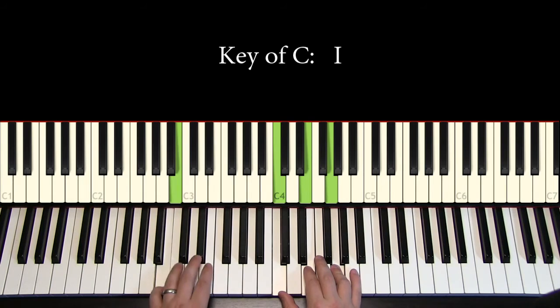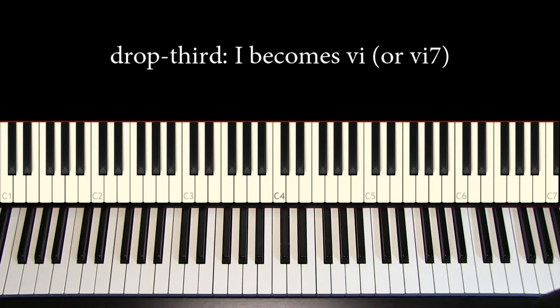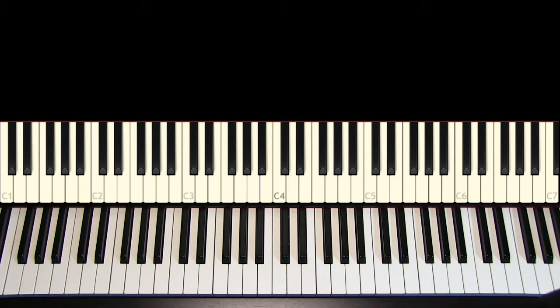Drop the third, and you have the 6, or the 6 minor 7. Notice that this is a minor chord. So along with the primary chords of 1, 4, and 5 in a key, the 6 chord is another chord that is used a lot.